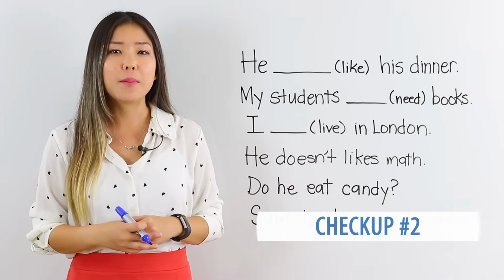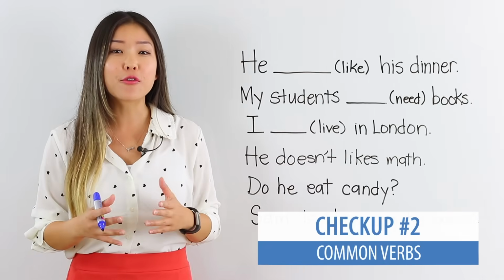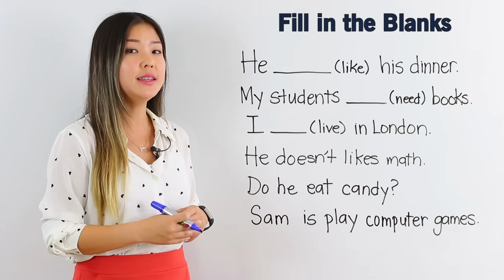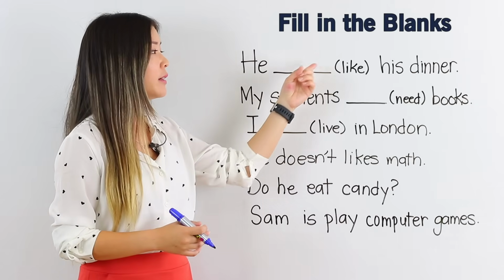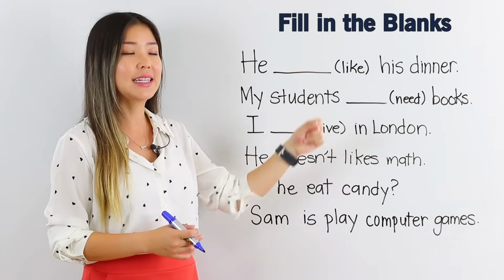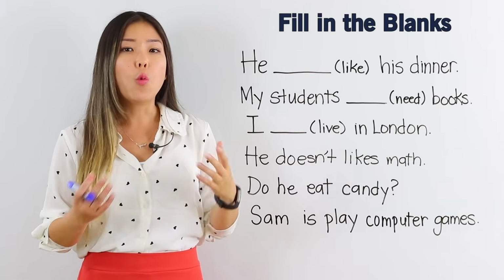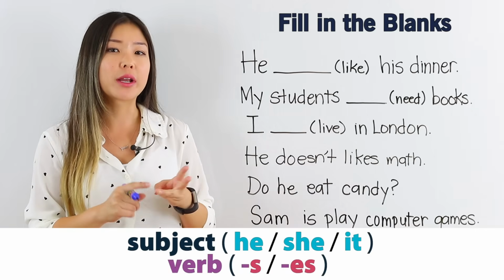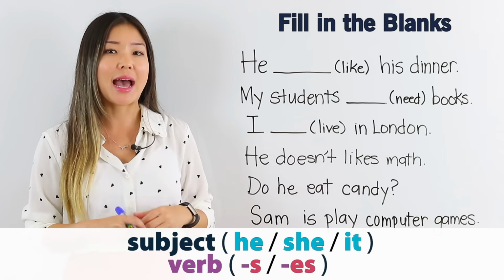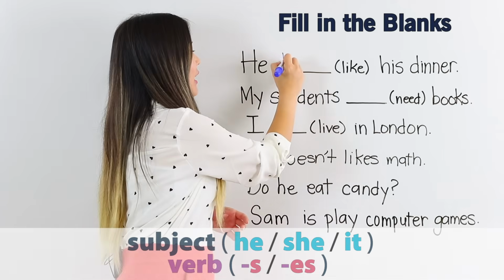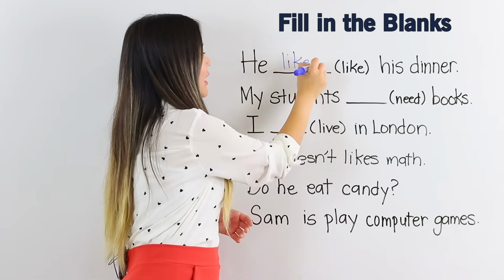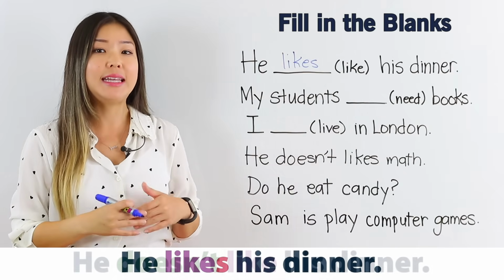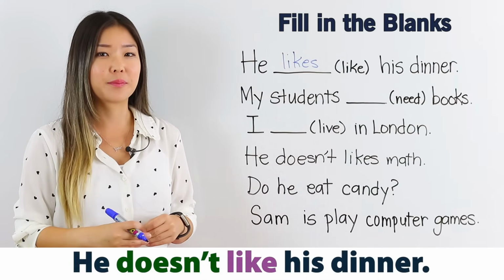For the next checkup, I want you to think of some other verbs in the present simple tense. Take a look at the first sentence. He blank, I want you to think of the verb like, his dinner. What do we do to the verb when the subject is he, she, or it? Remember, we add an S. He likes his dinner. For the negative, you can also say he doesn't like his dinner.